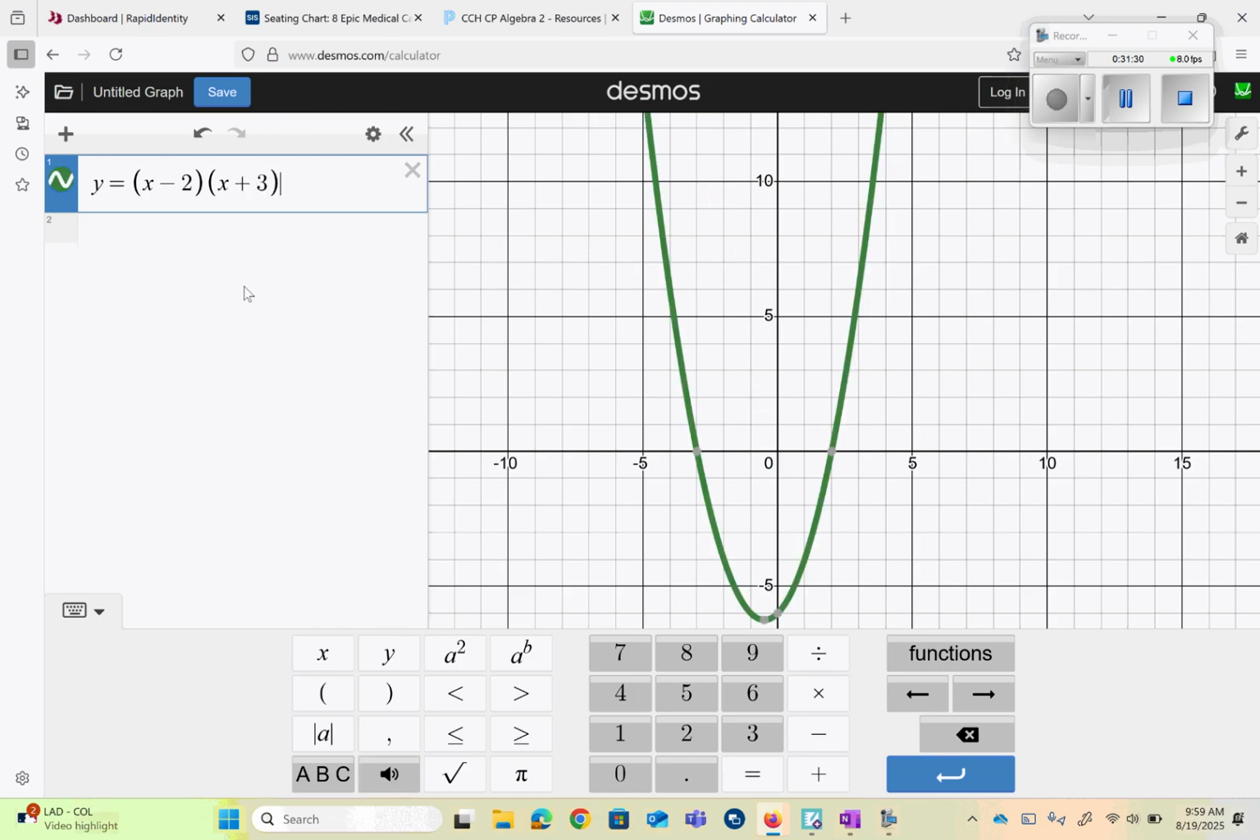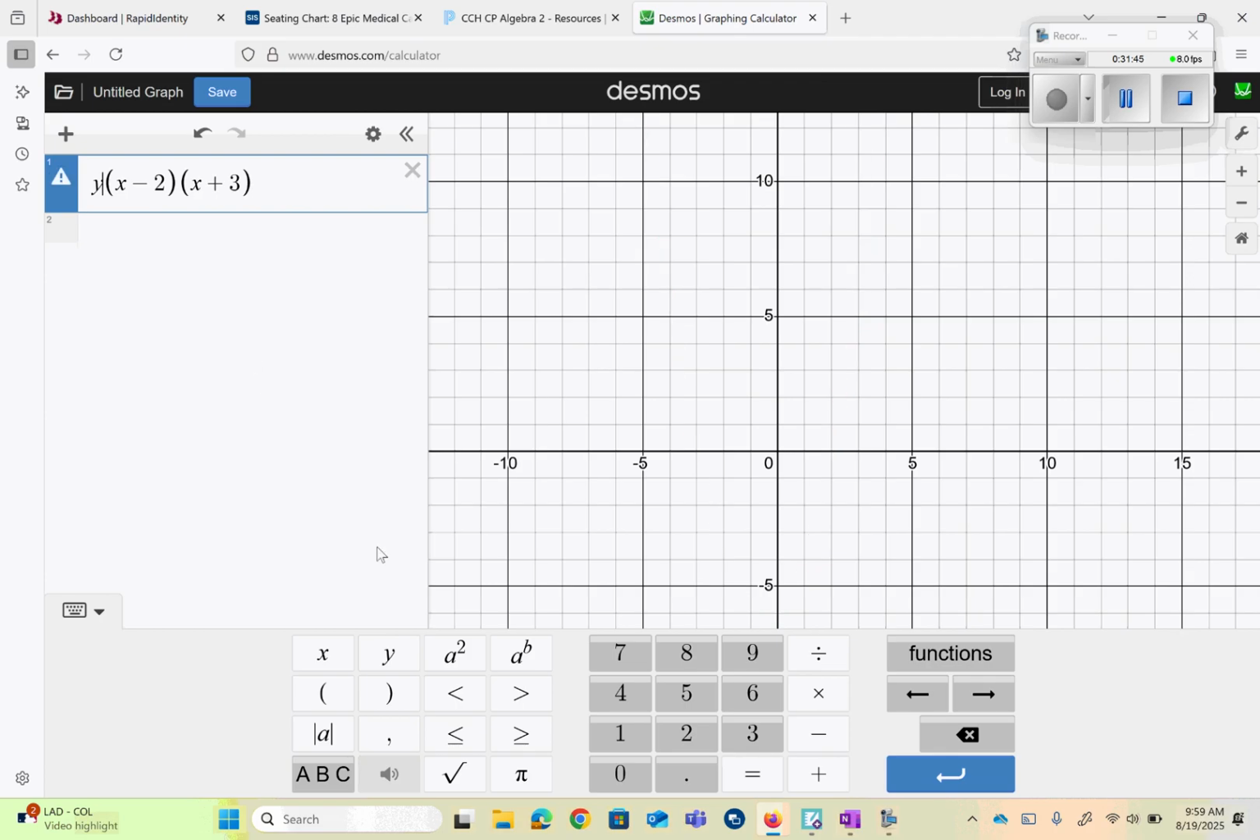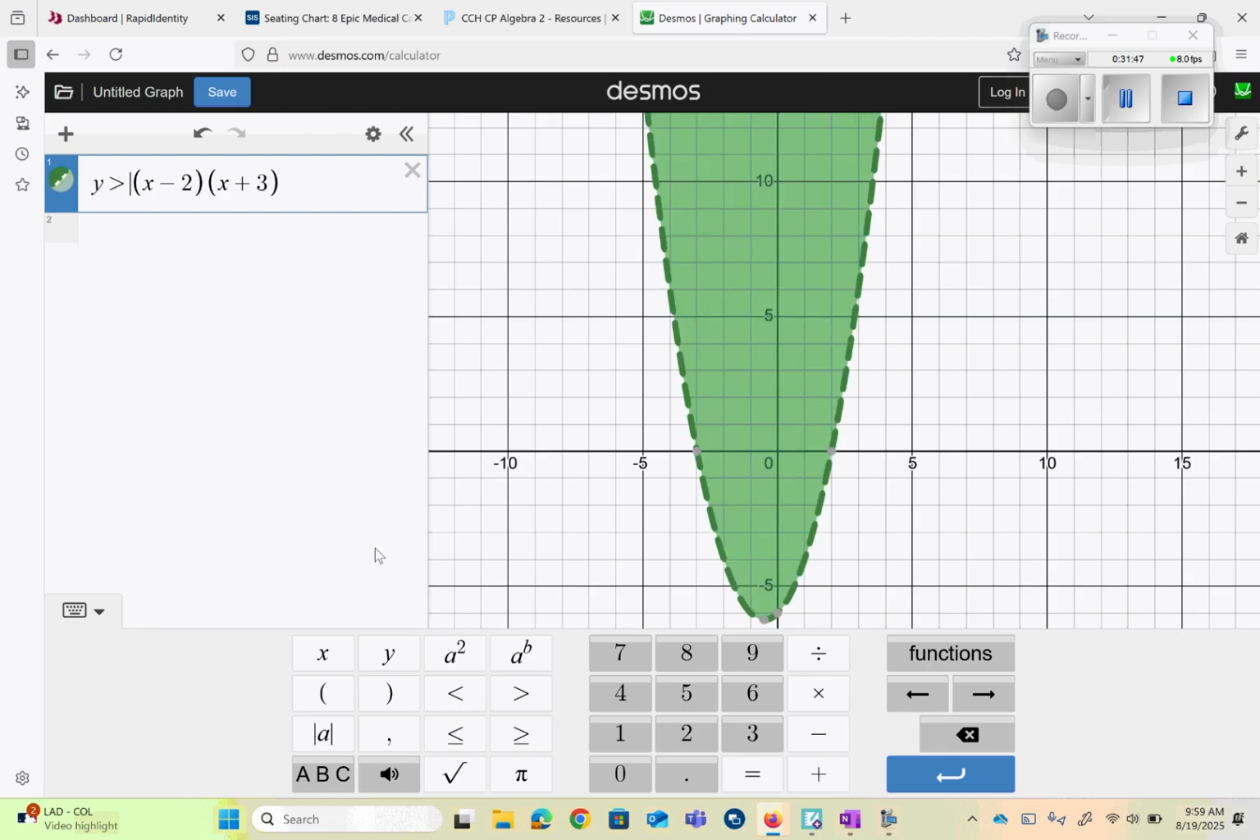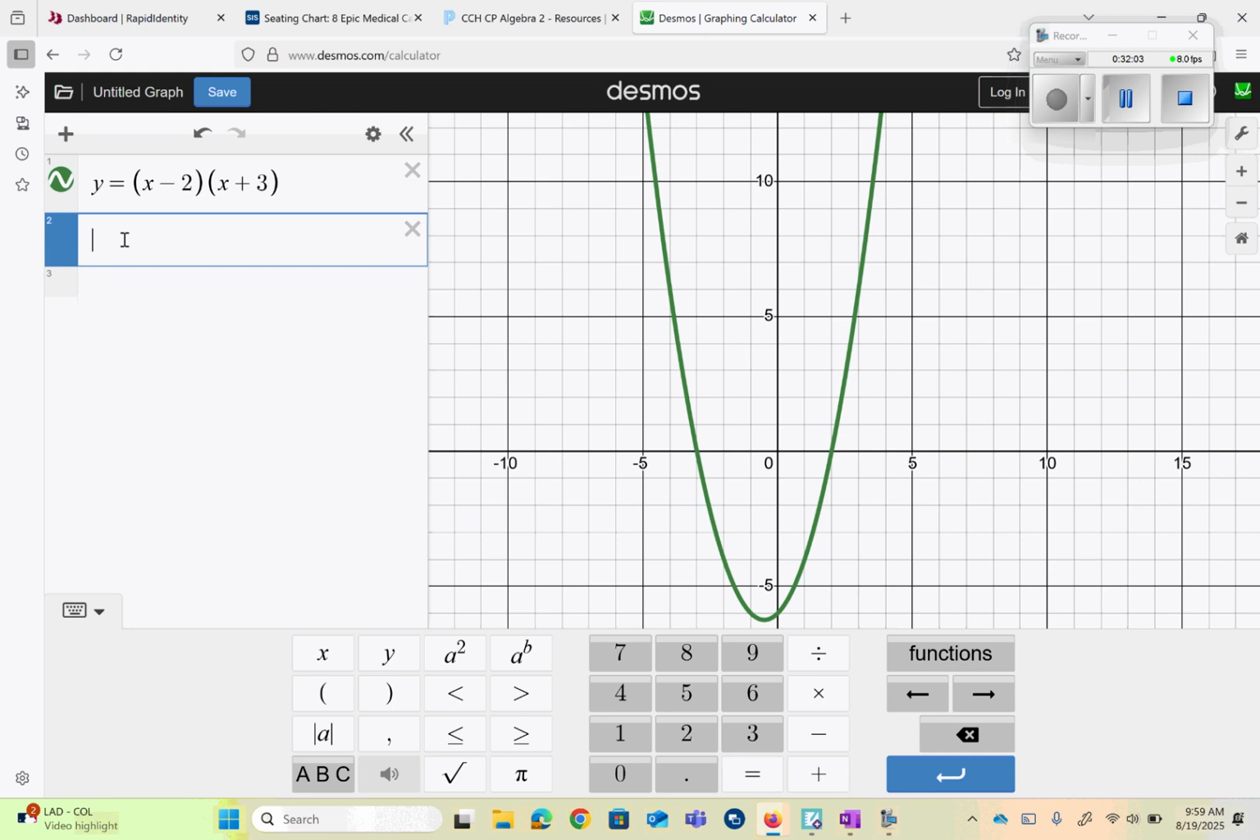Okay, it should be a parabola. Now, what does it say down below? Does it say equals 0? No, it says what? Greater than 0. Okay, so on Desmos, look at this. We have a greater than sign. Okay, we have that. Now, what I have to do is actually, I'm going to change this back to an equal, and I'm going to say, where is y greater than 0?